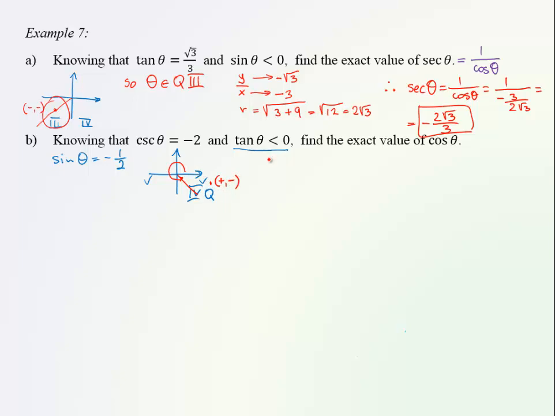Okay, let's try to list what's x, y, and r. Since sine is y over r, and r must be positive, r must be 2, and y must be negative 1. Therefore, we can recover the x from the Pythagorean equation. So x is the square root of r squared, which is 4, minus y squared, which is 1. So x is square root of 3. As soon as we have these three pieces of information, we can answer the question: cosine theta equals x over r, so it's root 3 over 2, exact value.